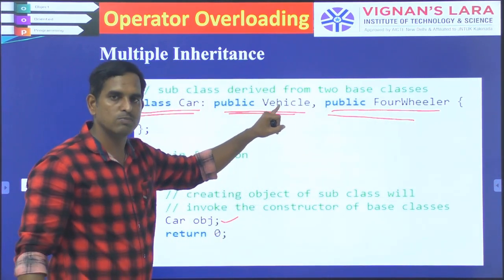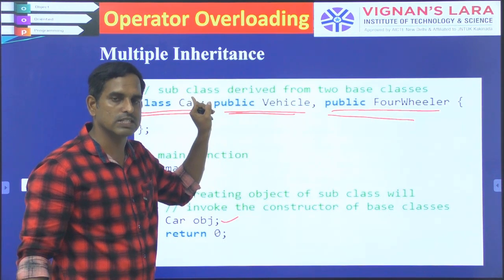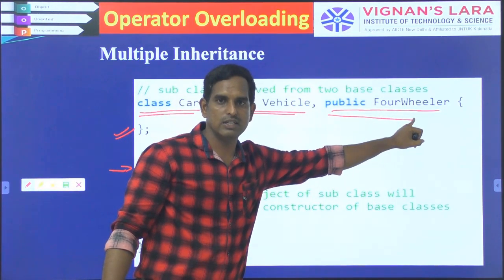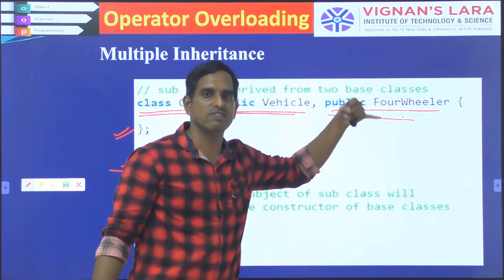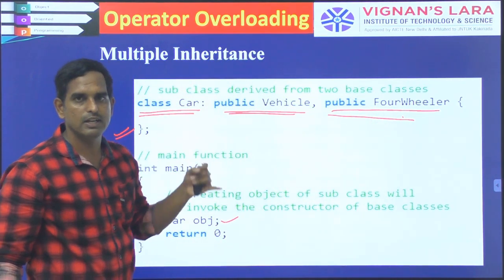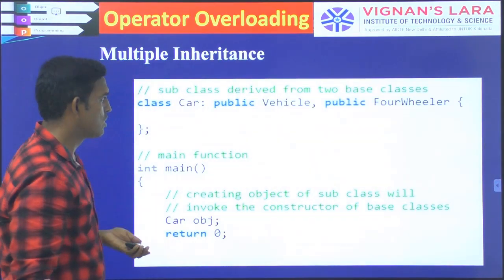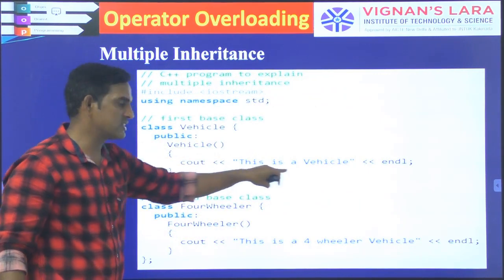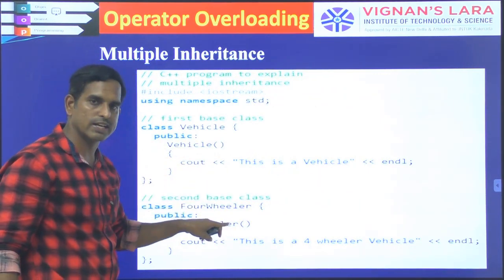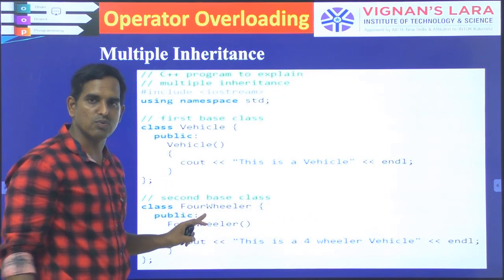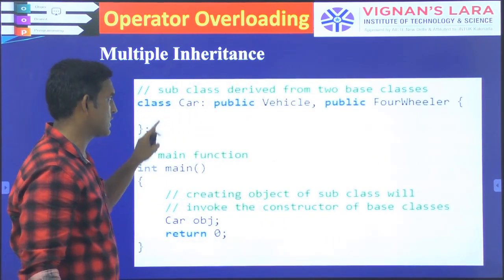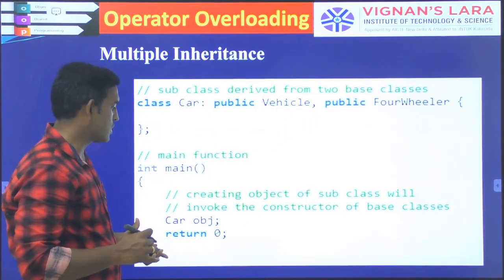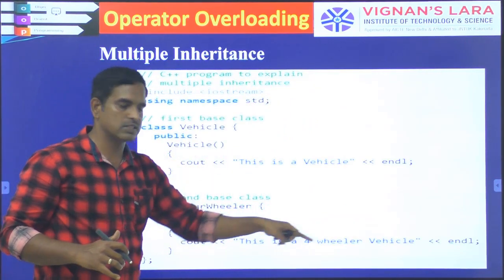When you create the object of your vehicle, it will call its own constructor and print "This is a vehicle", and it will call the four-wheeler class, that is, it will create its own object and print its own constructor, "This is four-wheeler". If you see, you have the vehicle constructor, which prints "This is a vehicle", and the four-wheeler constructor, which prints "This is four-wheeler". When I create the object of the car, it will call these two and print its own constructors. So the output will be "This is a vehicle, this is a four-wheeler".